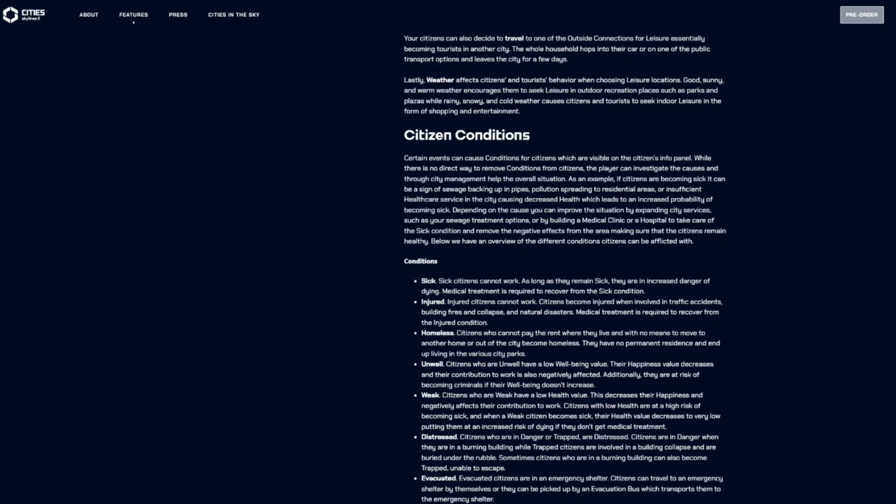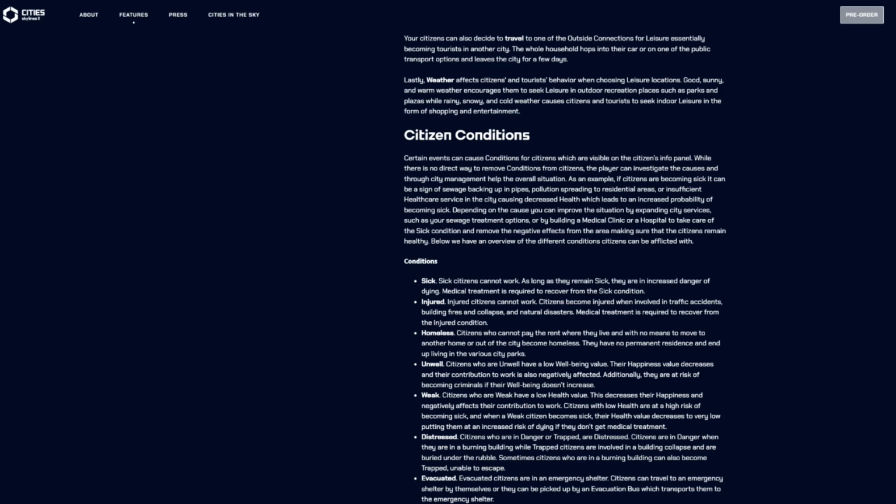And lastly, we talk about citizen conditions. Certain events can cause conditions for citizens which are visible on the citizens info panel. While there is no direct way to remove conditions from citizens, the player can investigate the causes and through city management help the overall situation.